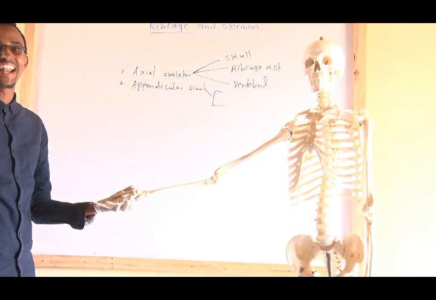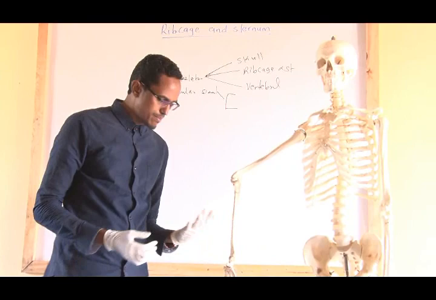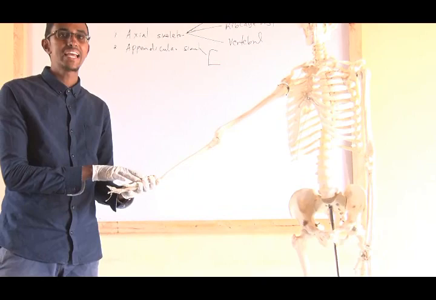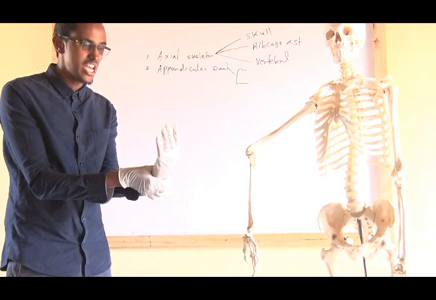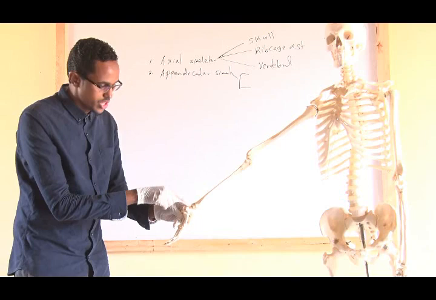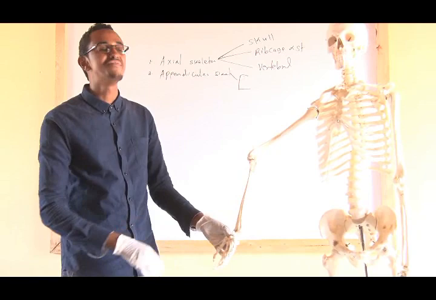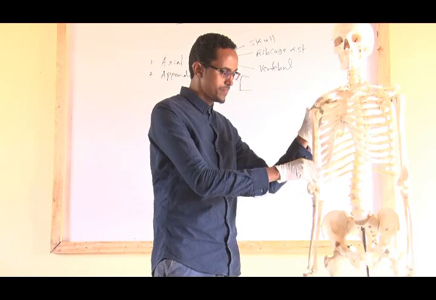Then there are some bones found within our palm, which you can feel at the back of the hand. At the wrist joint, we have small circular bones that we call the carpals. Then these ones, we call the metacarpals. And then the bones found within the fingers, we call the phalanges.